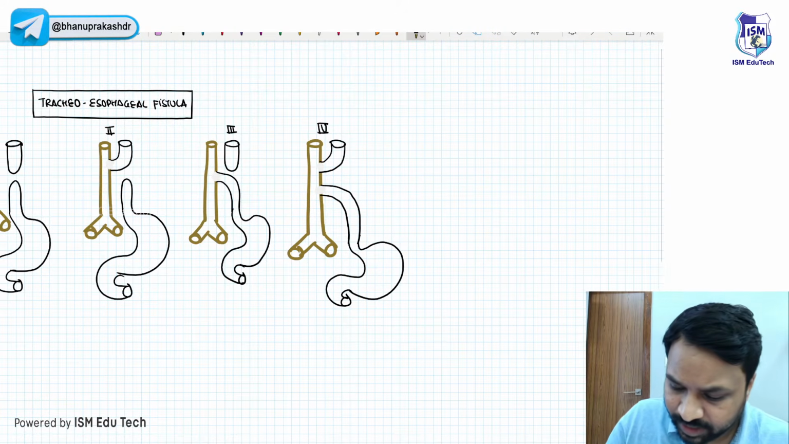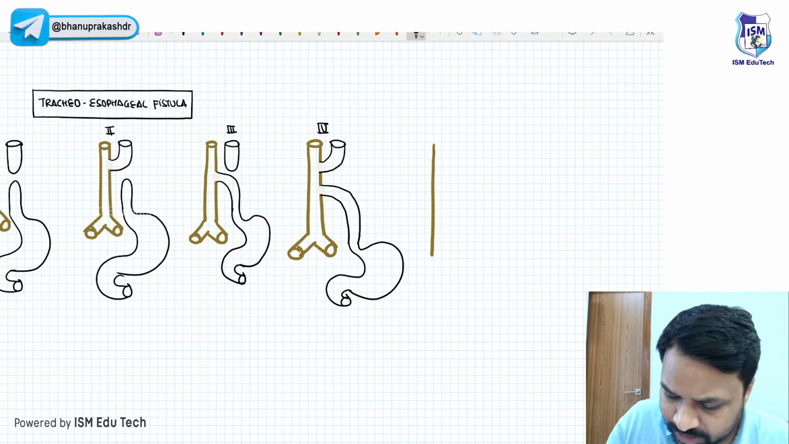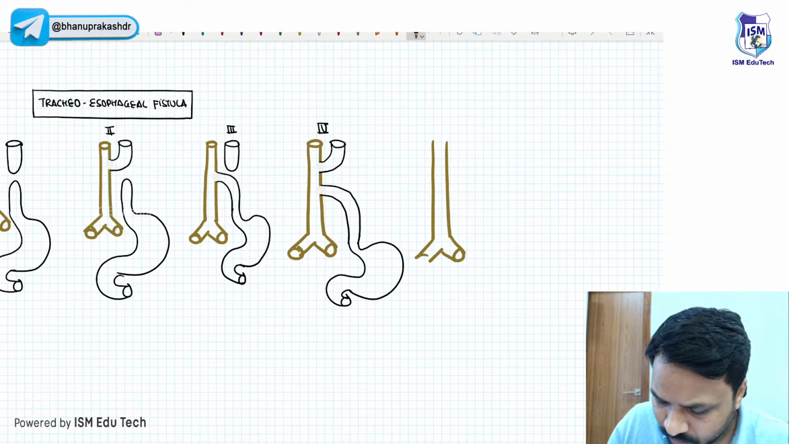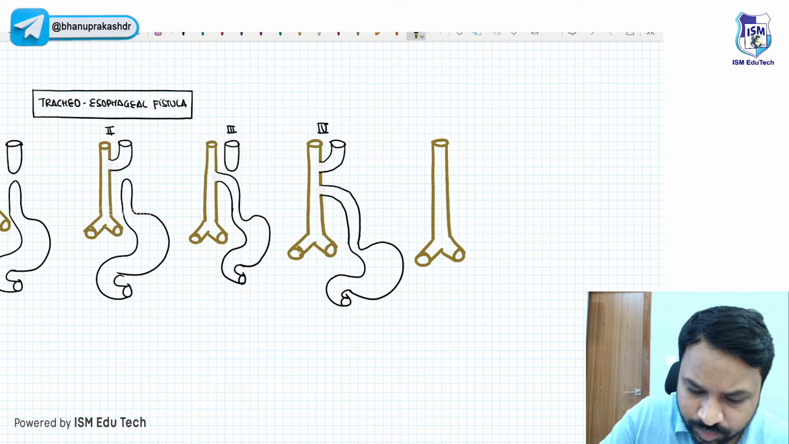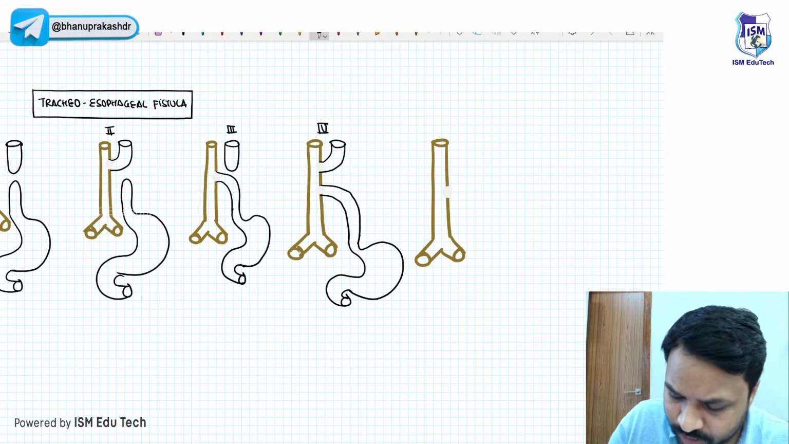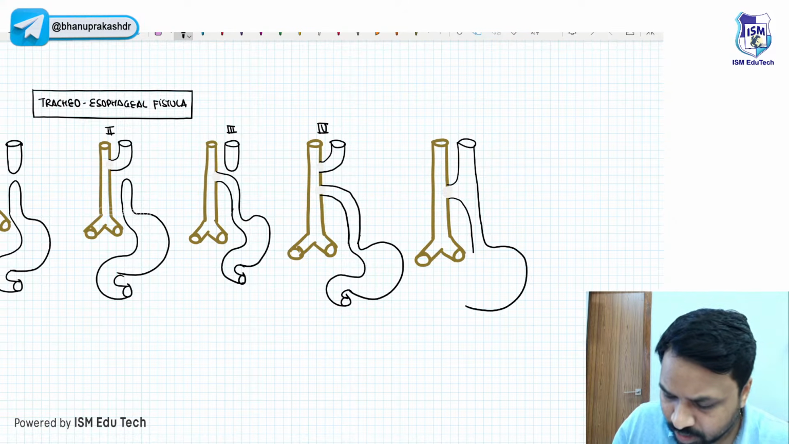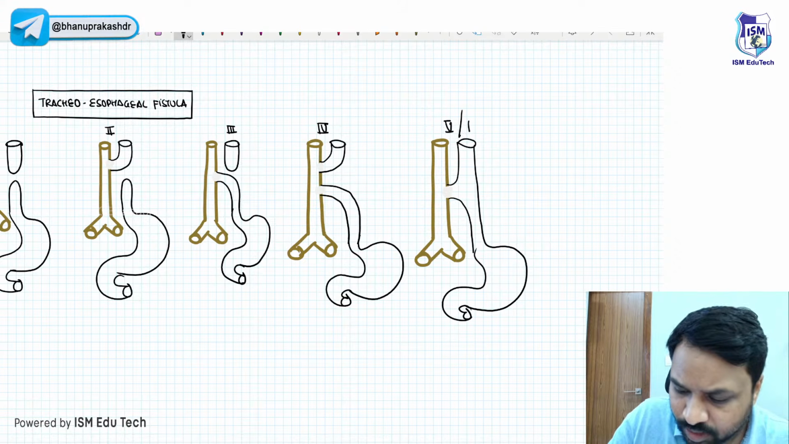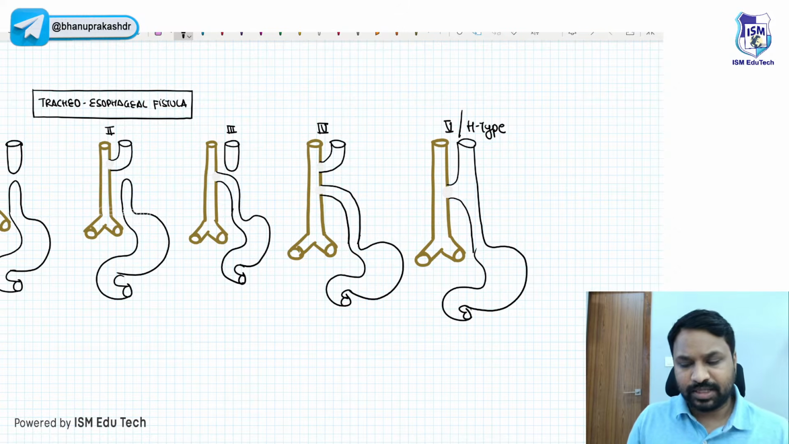The last one is the type 5 variety. In a type 5 variety, basically there is no atresia per se, but you will notice that there will be an existent fistula. The esophagus is going to communicate in this manner, and this is what we call a type 5 variety, also referred to as the H type.